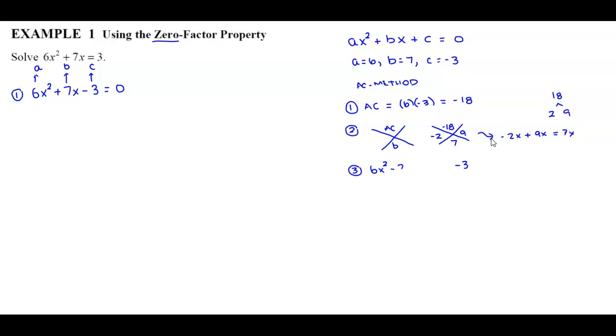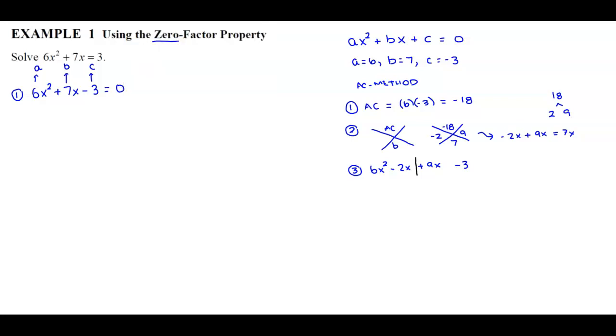So I'm going to write -2x and then plus 9x. Now, it doesn't matter if you put the 9x first or the -2x first. You're still going to come up with the same result. But we're going to go ahead now and factor. In order to factor, we want to factor by grouping. So we're going to draw a line in here to separate the first two terms and the last two terms.